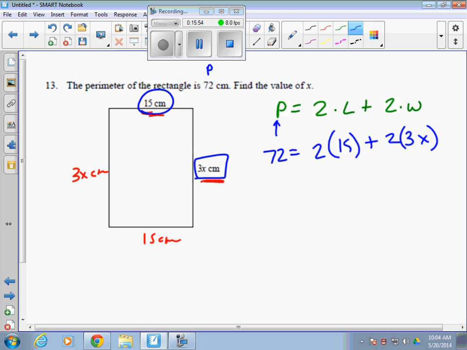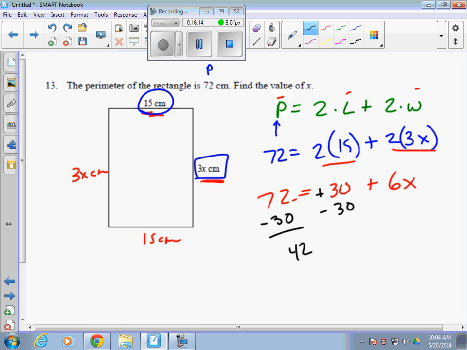So we went from having 3 variables, P, L, and W, to now we only have one x value. 2 times 15 is 30. 2 times 3x is plus 6x. Undo your order of operations. Undo positive 30 by subtracting it. And you get 42 equals 6x. Undo 6 times something by dividing it. You get x's value is 7.